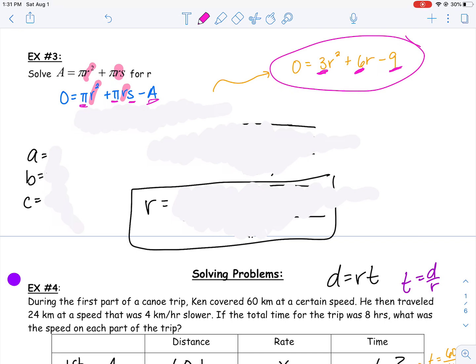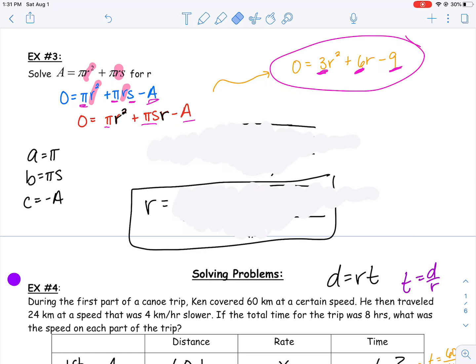So let's go back to our variable problem and look for our coefficients. We have our r squared, and in front of our r squared is really a pi. We have our r, and if I rearrange that, in front of our r would be a pi and an s, and then we have the minus a in the back. So my coefficients are these three numbers. My a would be pi, my b would be pi times s, and my c would be negative a, like in the quadratic formula, a, b, and c. They're just not regular numbers like we're used to. But we can still solve for r by plugging the a, the b, and the c into the quadratic formula.